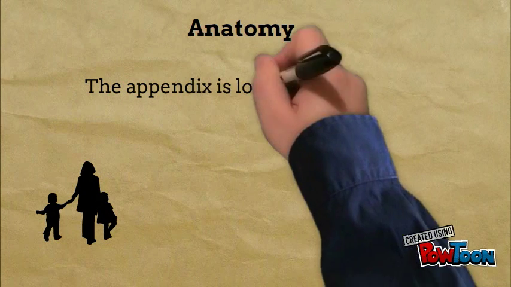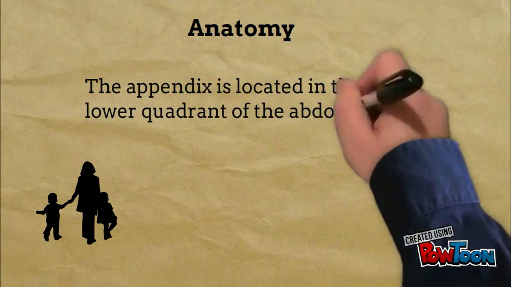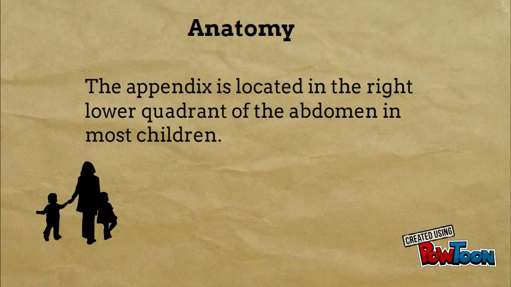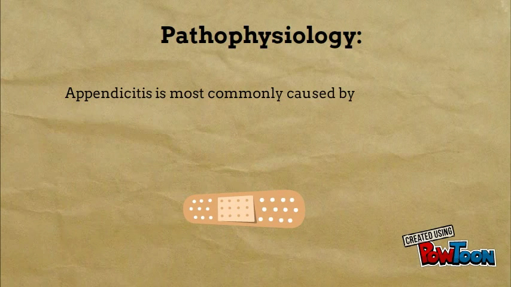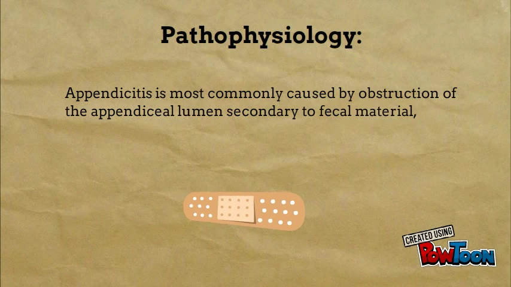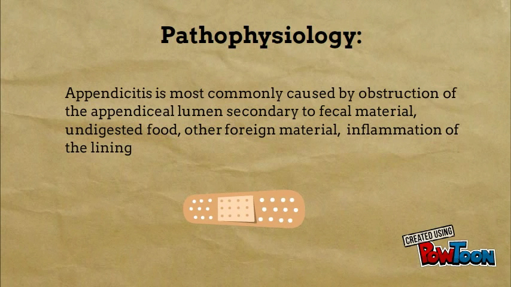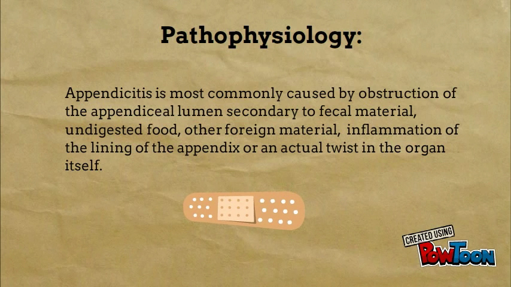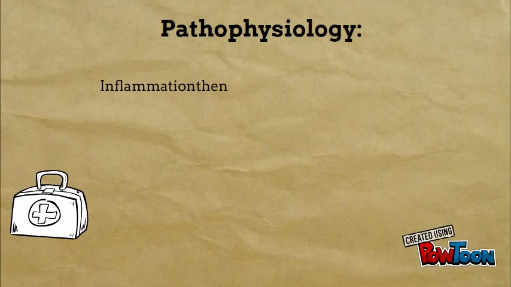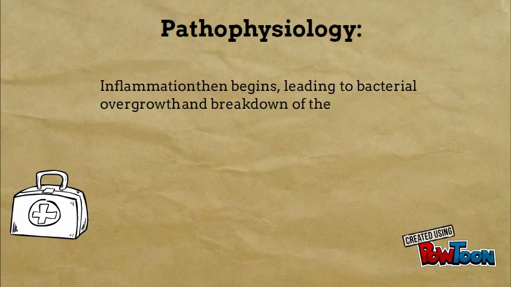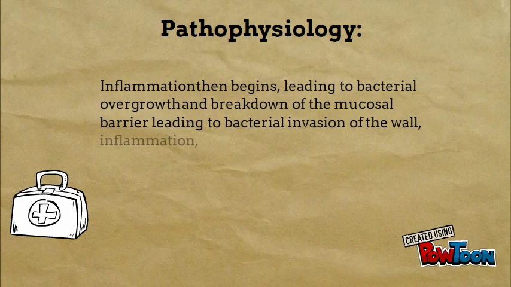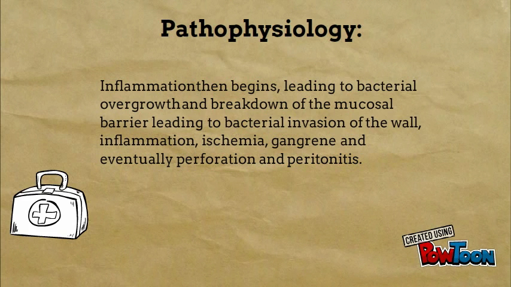As a quick refresher of the anatomy, the appendix is located in the right lower quadrant of the abdomen in most children who do not have other conditions such as situs inversus. The pathophysiology of appendicitis is that it is most commonly caused by obstruction of the appendiceal lumen, secondary to fecal matter, undigested food, other foreign material, inflammation of the lining of the appendix, or an actual twist in the organ itself. Inflammation then begins, leading to bacterial overgrowth and breakdown of the mucosal barrier, leading to bacterial invasion of the wall, inflammation, ischemia, gangrene, and eventually perforation and peritonitis.